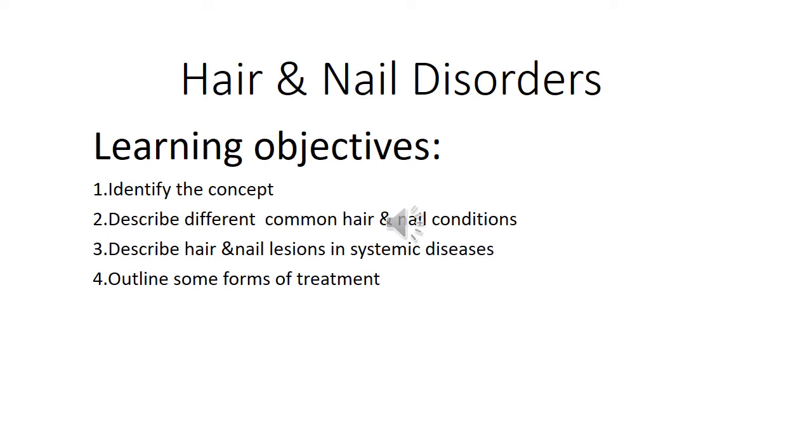Number 3, describe hair and nail lesions in systemic disease, which is very important for you since you are not a dermatologist but you are a pediatrician dealing with many diseases that are associated with skin manifestations, which are the hair and nail, which are a component of the skin. Number 4, outline some forms of the treatment.